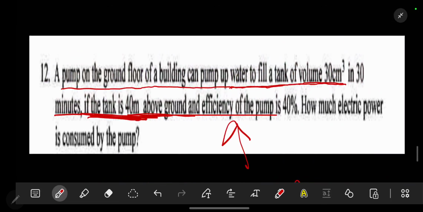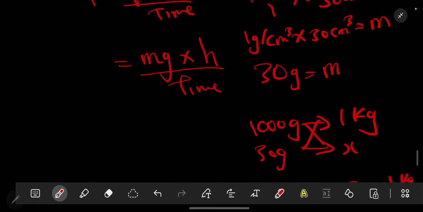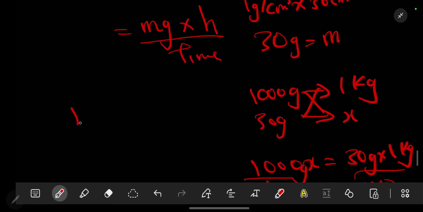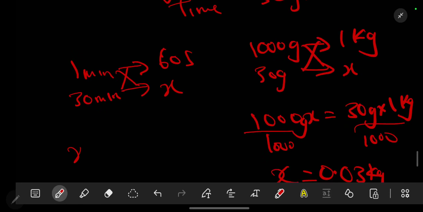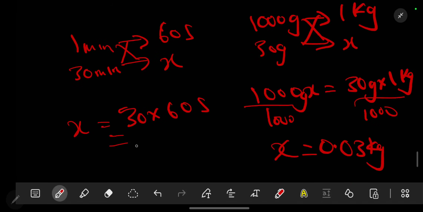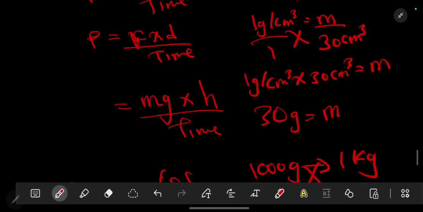Then also convert the time from 30 minutes to seconds. We know that 1 minute is equivalent to 60 seconds. How about 30 minutes? It is equal to x. We cross multiply. x will be equal to 30 times 60 seconds, which will be 1800 if I'm not mistaken. 30 by 60 will give us 1800 seconds. So we have everything. All we have to do is substitute.